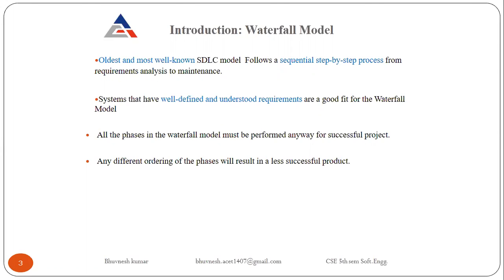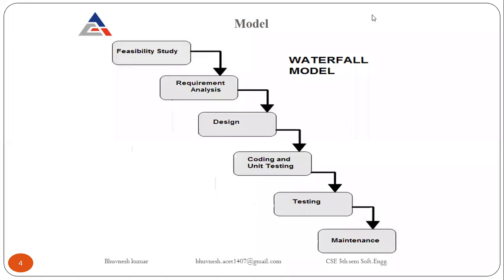The last point in the waterfall model: any different ordering of phases will result in a less successful project. If we do not follow these phases in a sequential manner, there will be a faulty project, and your project will not work properly. Now we will study our waterfall model. I will draw this diagram on the board step by step, and the waterfall model looks like this. I will draw this model on the board and explain each and every step.